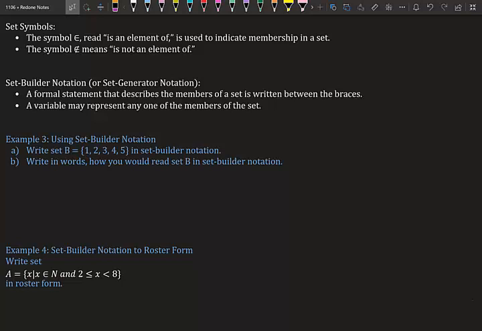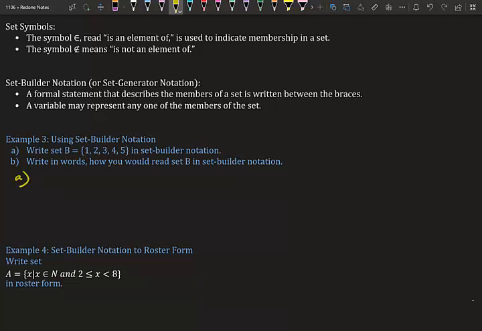Set builder notation, it's also called set generator notation. This is the one that you're probably familiar with but never knew what it was called. So it's a formal statement that describes the members of a set and it's written between braces. A variable may represent any one of the members of the set. So we're going to use set builder notation. We're going to write set B, 1, 2, 3, 4, 5, in set builder notation. So we're going to go from roster form to set builder notation.